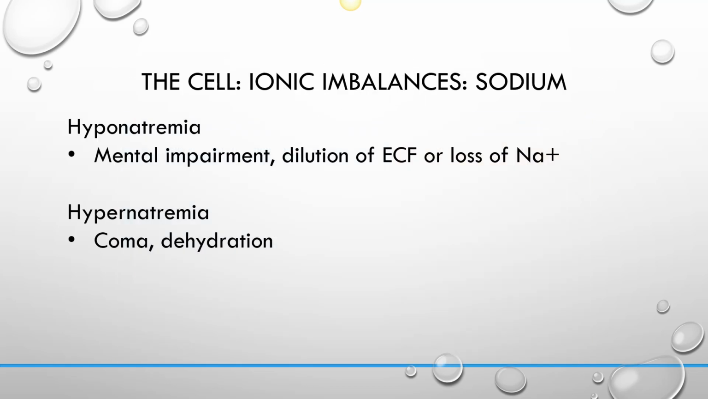Here are some other applications of these ionic imbalances. So if we look at the first one, hyponatremia. If we look at the whole word hyponatremia, that's like a huge word that now you have to memorize, and you're probably like, oh, there's another term that we have to memorize for this class. But remember I said let's break down these words into their stems. Hyponatremia. Hypo means less. Na is referring to sodium. So this is a low sodium concentration. If you don't have enough sodium, this can lead to mental impairment, dilution of the extracellular fluid, or loss of sodium ions.